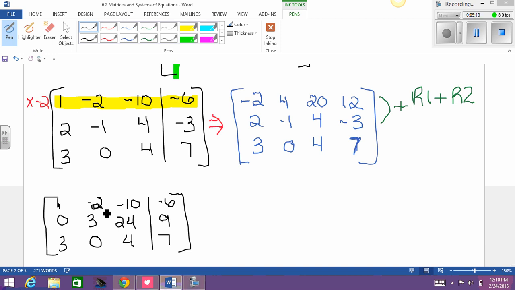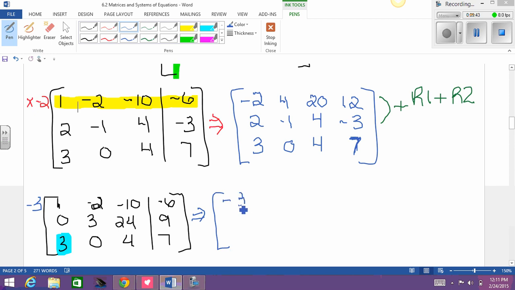We just have to keep working towards this, okay? So we multiplied row 1 by negative 2. Then we added together row 1 and row 2. We have to keep going. So what we're going to do next is try and get rid of this 3 right here. Let's see if we can get rid of this 3. We know we want it to be a 0, right? So what I can do is multiply this first row through by negative 3.